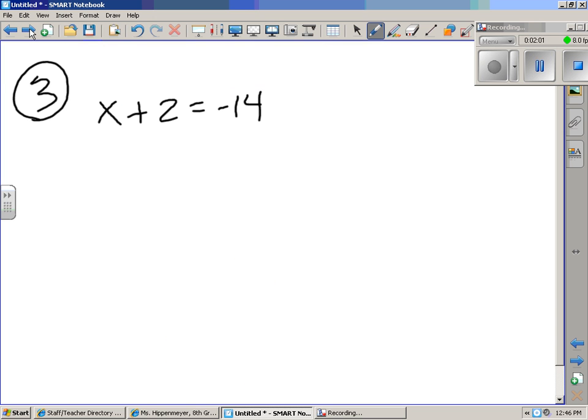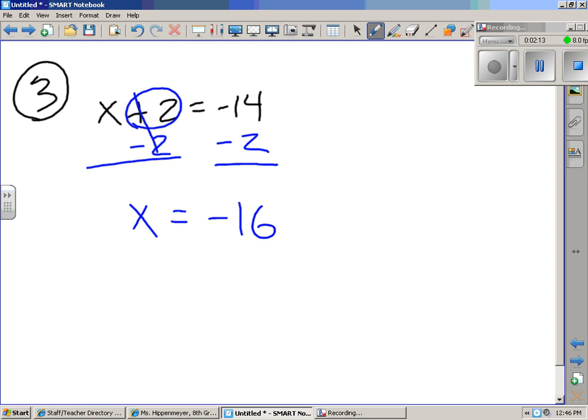Number 3. The positive 2 is keeping the x from being alone, so all you need to do is subtract 2 from each side. So x is equal to negative 16. All right, number 4.